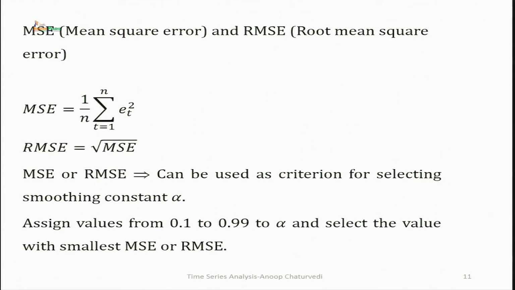In practice, what we do is obtain the forecasted values for different values of alpha. We assign values from 0.1 to 0.99 to alpha, or you may even start from 0.01 and go up to 0.99, and select the value with the smallest MSE or root mean squared error. So, this is how you can proceed.